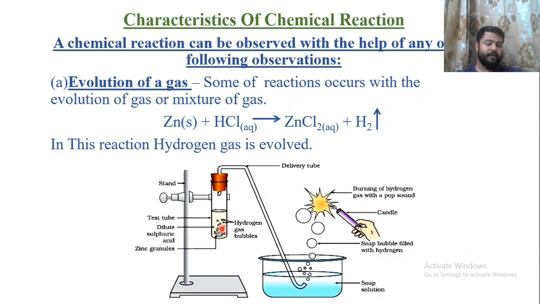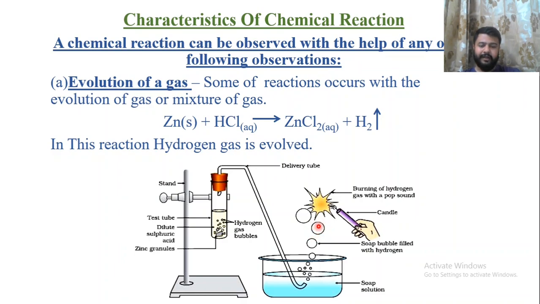Remember this question. Most of you students write that hydrogen gas is formed. No. You cannot write that bubbles of hydrogen gas are formed. You have to write only brisk effervescence as the observation. Now with the help of this delivery tube and the soap solution, we got the bubbles of hydrogen gas. The hydrogen gas is trapped in these bubbles.